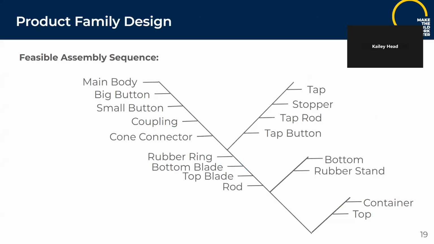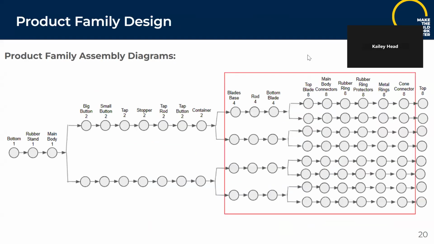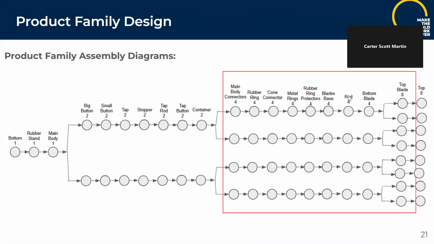Here we see a feasible assembly sequence. This follows an inside-out model, and this was found using a fishbone diagram. For the product family assembly diagrams, the first one shows the 3 differentiating components, the main body, container, and bottom blade. And the second shows how delay differentiation is used to be able to lower the amount of product family assembly diagrams.